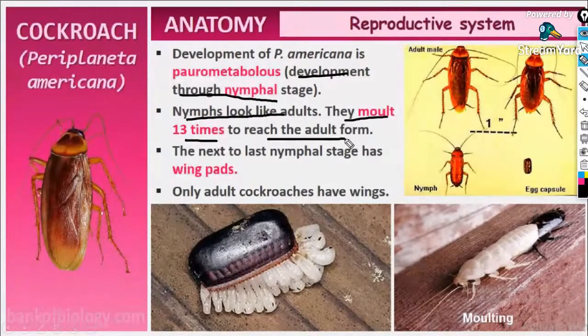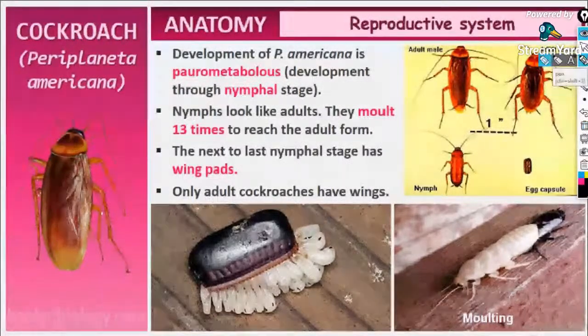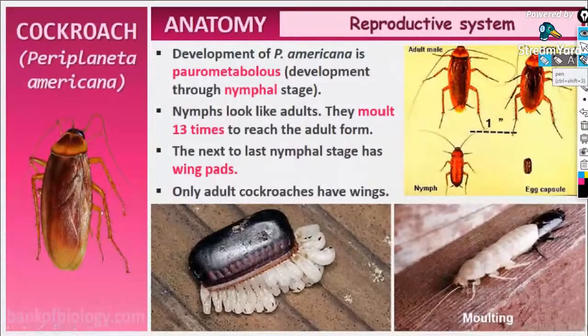So, this is the molting. They shed their exoskeleton. The next to last nymphal stage has wing pads. Only adult cockroaches have wings; the embryos or the nymphs do not have wings. And the number is very important: they undergo 13 times of molting to reach the adult cockroach, and at the last stage of molting they develop wings.